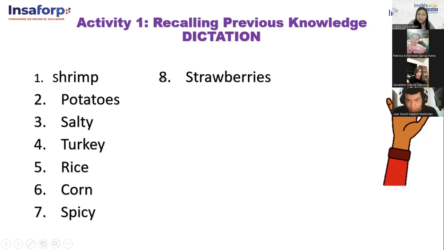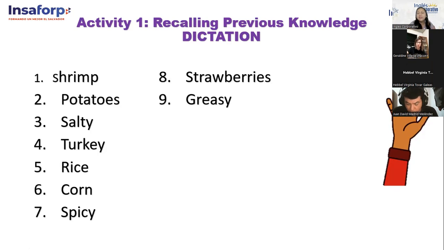Okay, strawberries. Look, some people write an N or pronounce an N here and say strawberries, but it's not a strawberry. It's strawberries. Okay. Number 9. What is number 9? Greasy. Number 10?